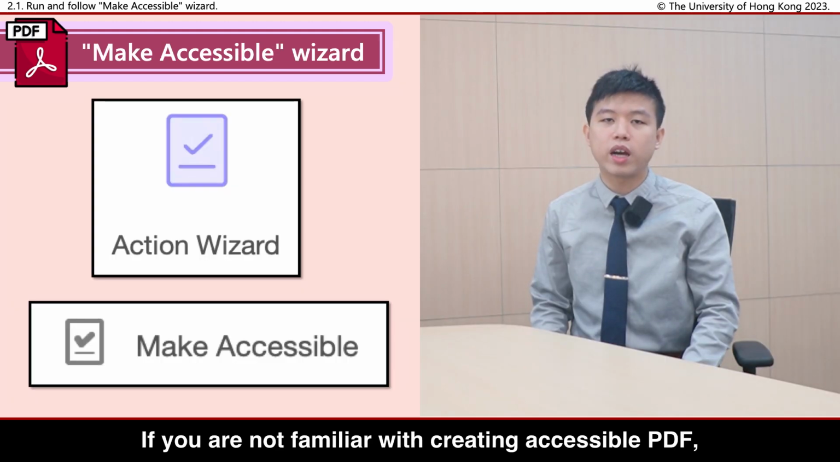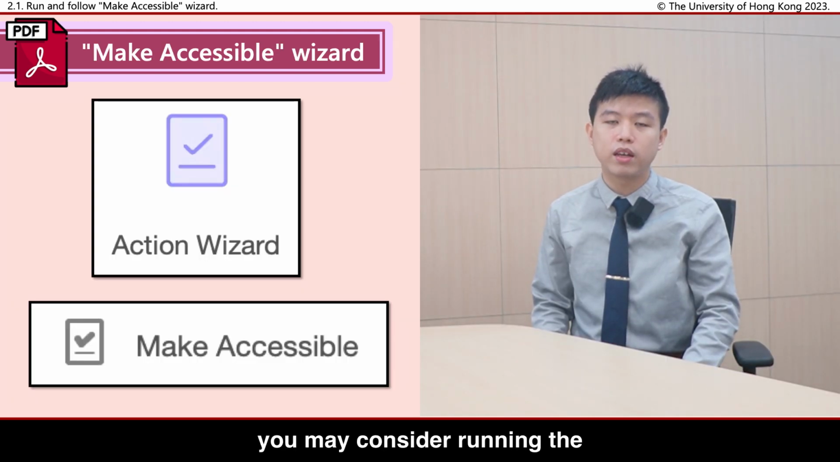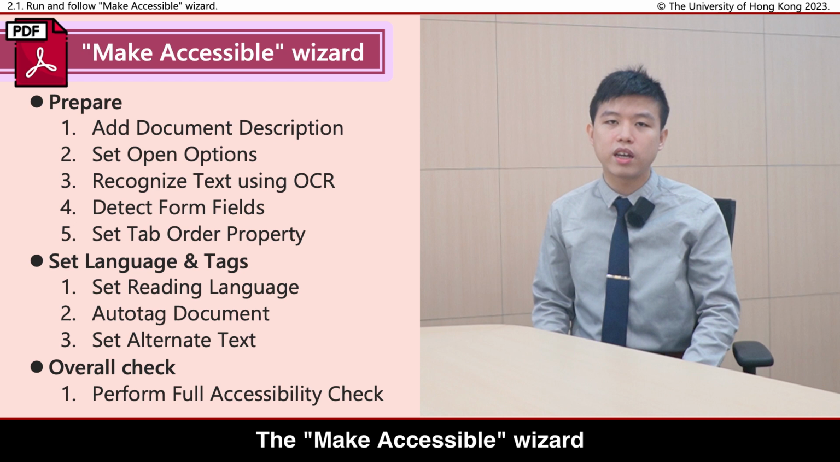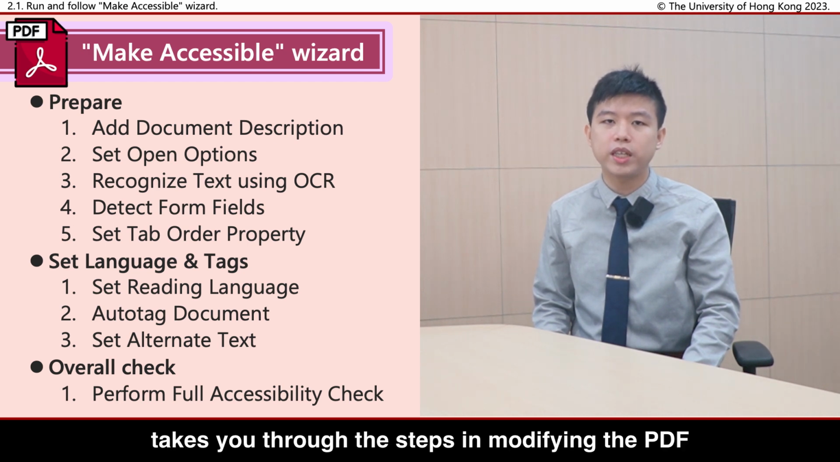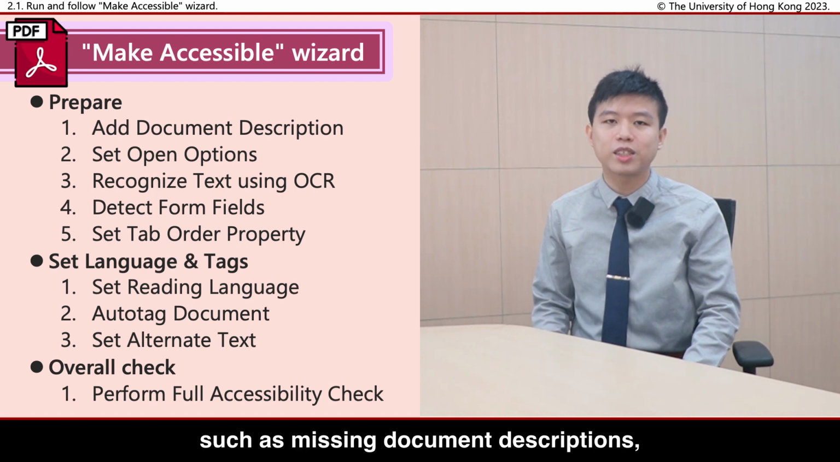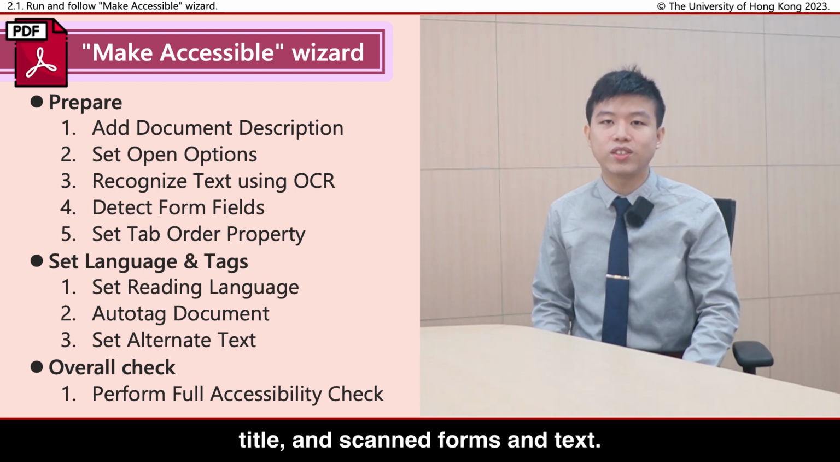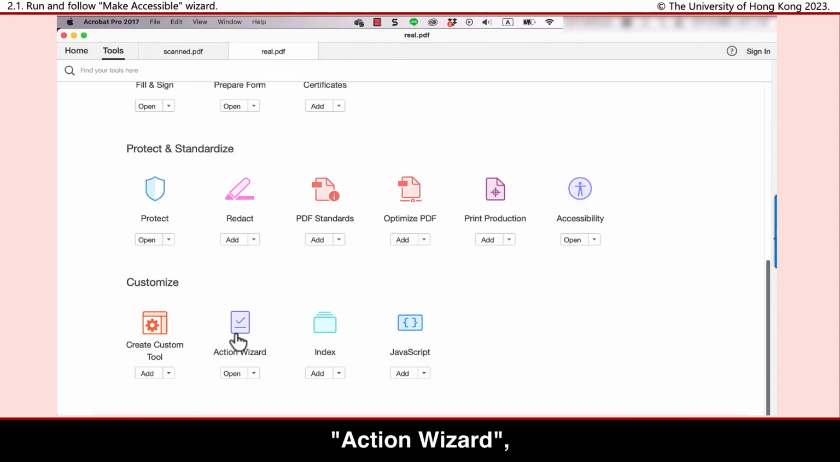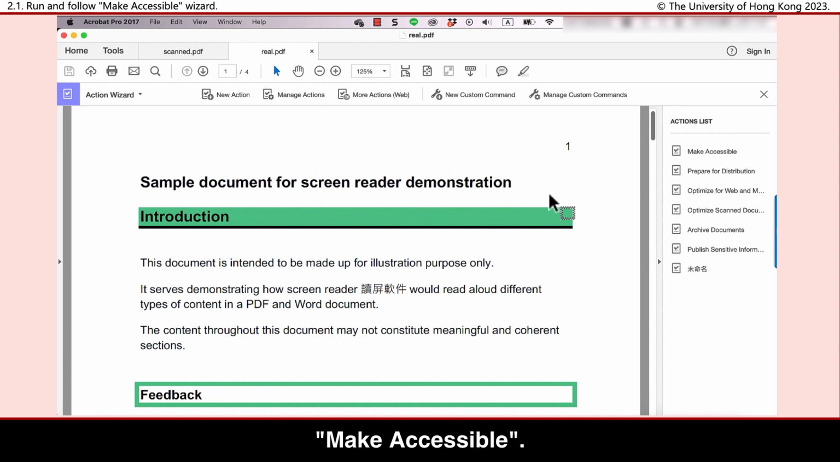If you are not familiar with creating accessible PDF, you may consider running the built-in Make Accessible wizard in Adobe Acrobat. The Make Accessible wizard takes you through the steps in modifying the PDF and making it accessible. It spots common issues such as missing document descriptions, title, and scanned forms and text. To activate the Make Accessible wizard, go to Tools, Action Wizard, Make Accessible.